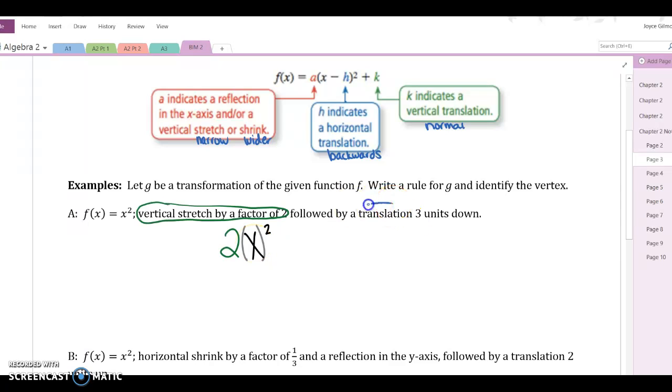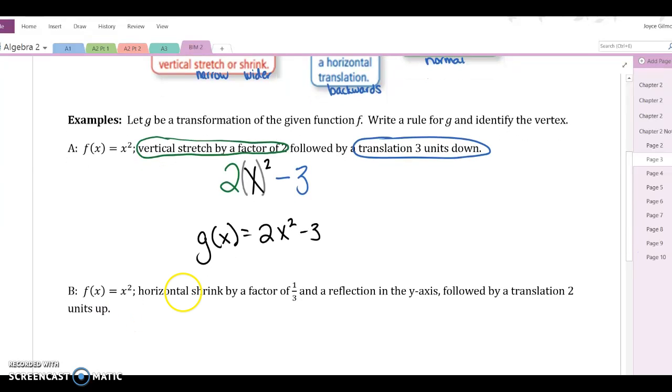Followed by a translation 3 units down. Translation down would be the k factor, so that would be -3. So they want us to name this new function g. g of x equals 2x squared minus 3.